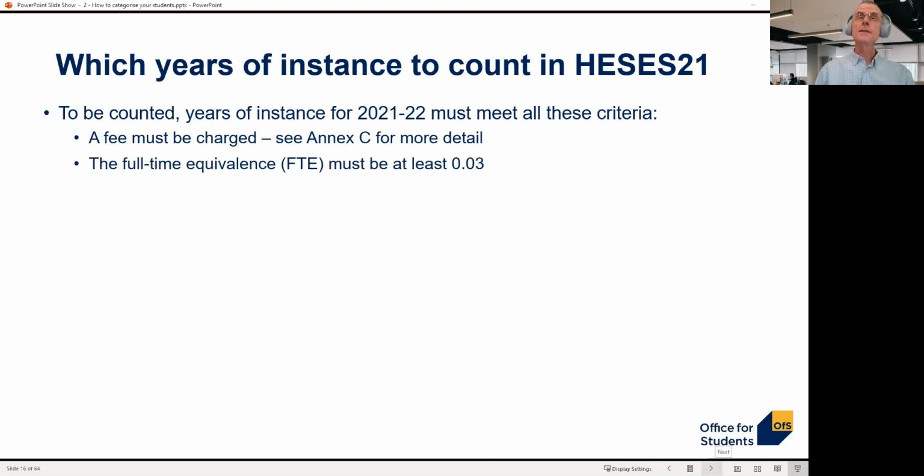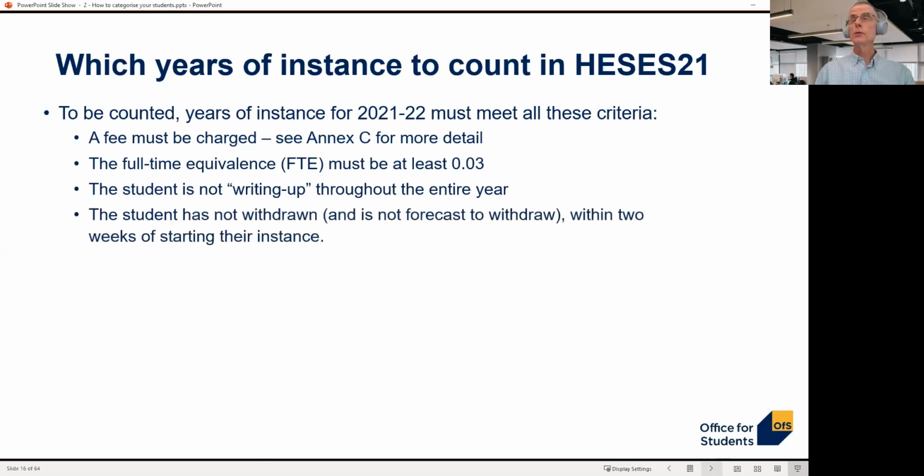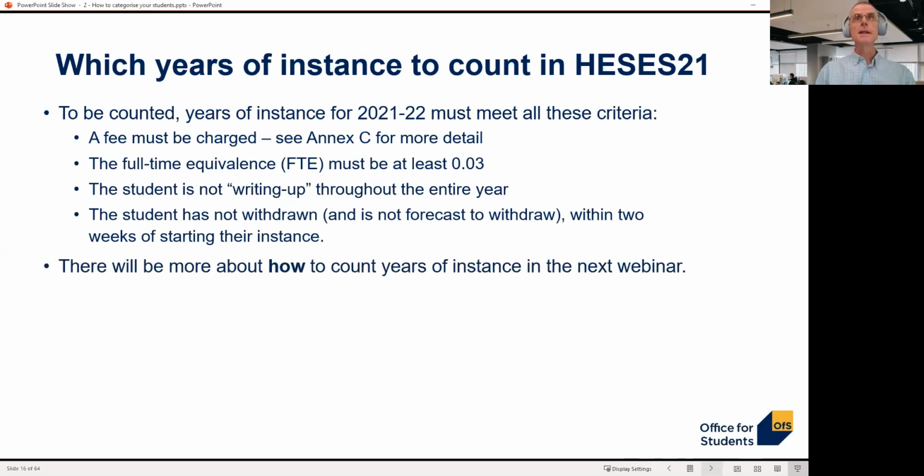The full-time equivalence, the FTE, must be at least 0.03. And the student is not writing up throughout the entire year. This is a reference to things like writing up dissertations or theses and that type of stuff. And finally, the student has not withdrawn or is not forecast to withdraw within the two weeks of starting their instance. Okay, so there will be more about how to actually count years of instance in the next webinar.